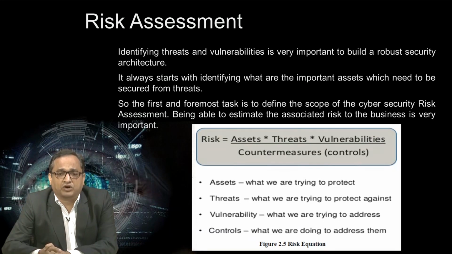So the first and foremost task is to define the scope of the cybersecurity risk assessment. Being able to estimate associated risk to the business is very important. So here we can define the formula for the risk. Risk equals assets multiplied by threats multiplied by vulnerabilities, divided by countermeasures or controls we took. So, assets: what are we trying to protect? Threats: what are we trying to protect against? Vulnerability: what are we trying to address? And the controls: what we are doing to address them. So, this is all about the risk assessment.